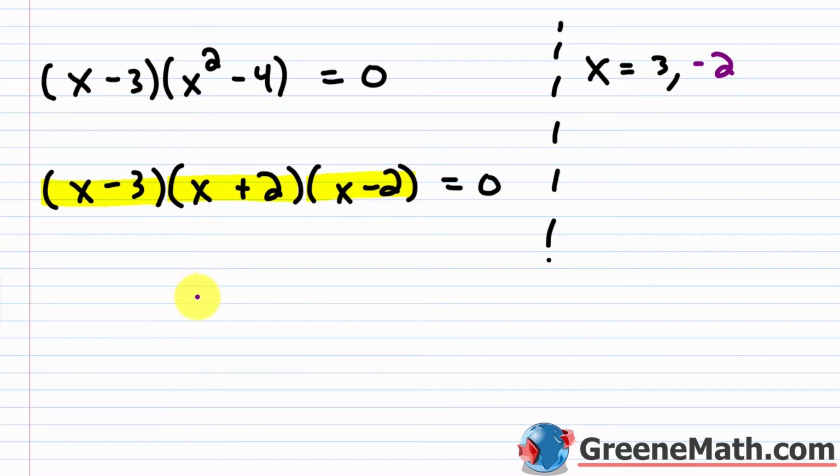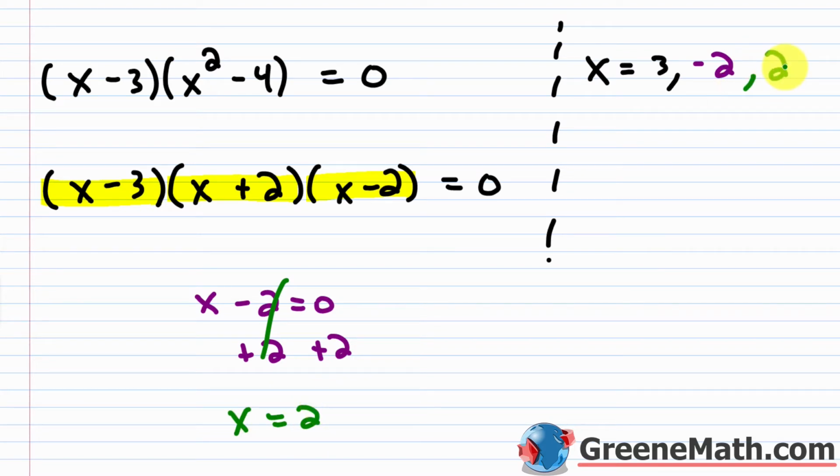But for the sake of completeness, let's just do it. So x minus 2 equals 0. Add 2 to each side of the equation. And this cancels. You get x is equal to 2. So that's our last solution. So here, x can be 3, it can be -2, and it can be 2.